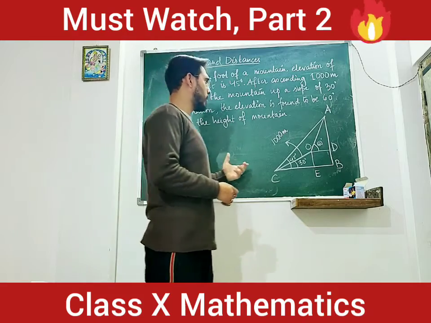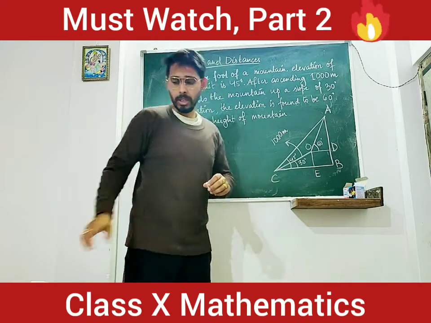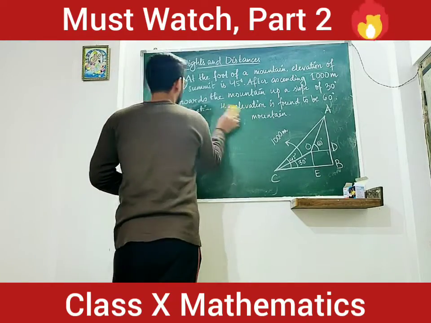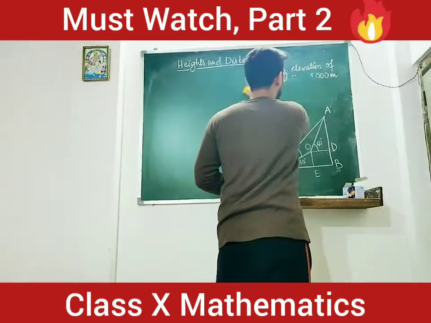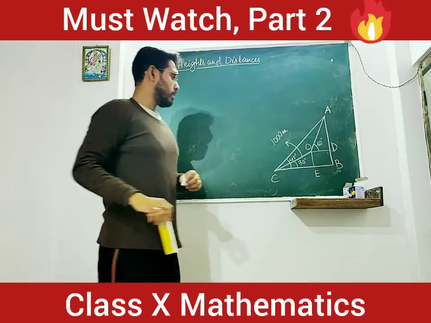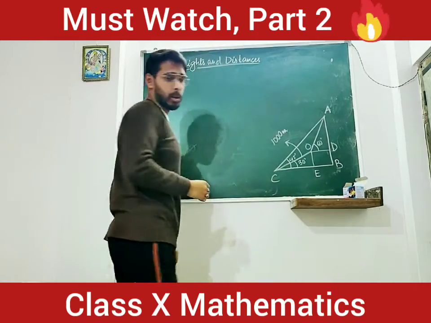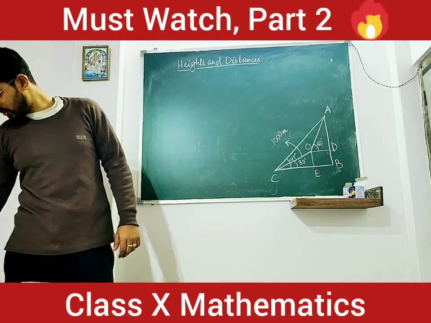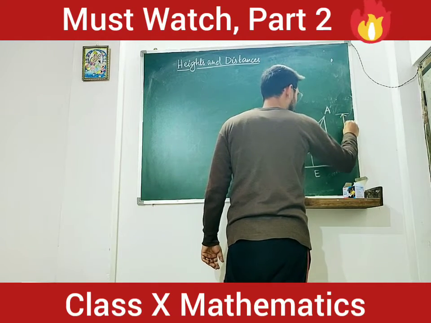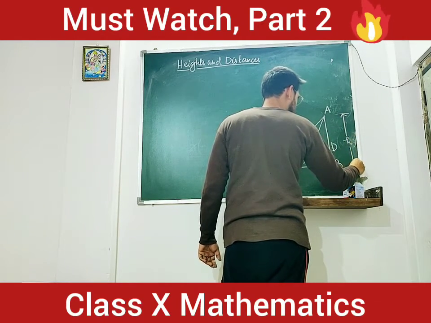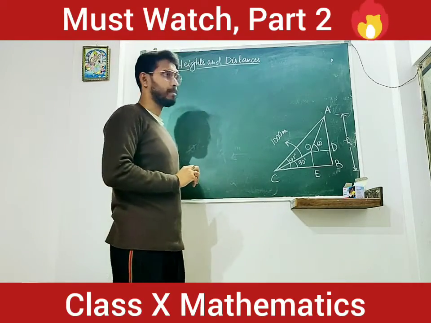So if you have understood the question, it is very easy. Otherwise, you have to understand the question first. So I'm wiping the question. I'm just keeping the diagram so that you can understand. The question says we need to find out the height of the mountain. So let us suppose this is h here, okay? So all we need to do is find out the h, or AB.